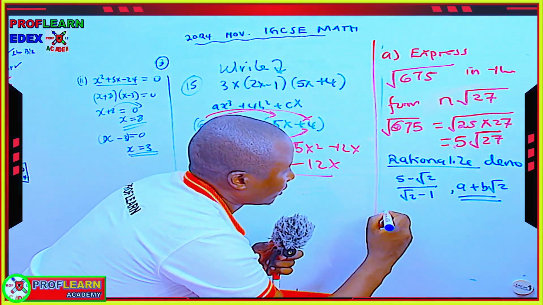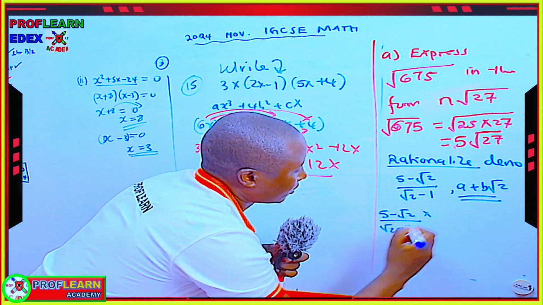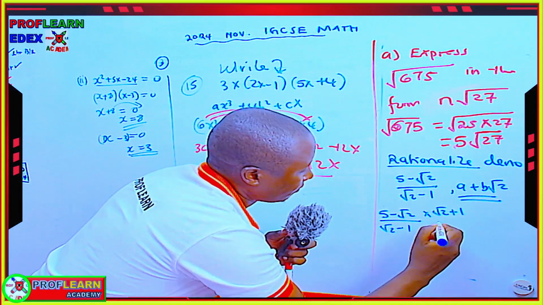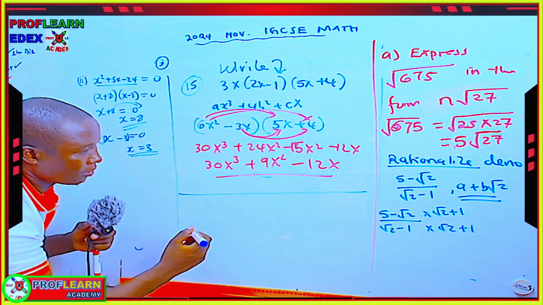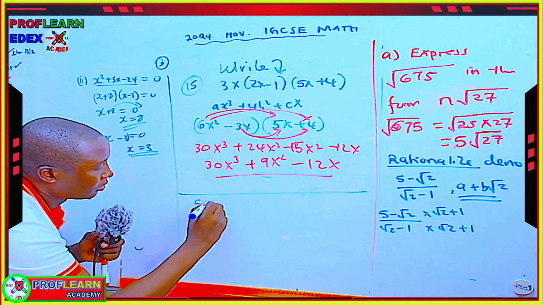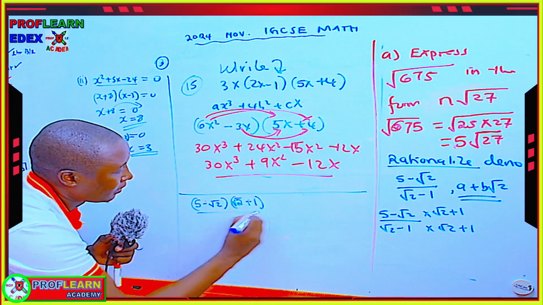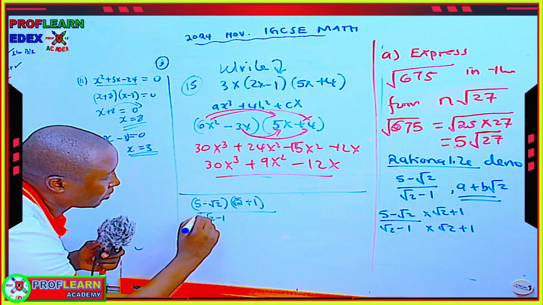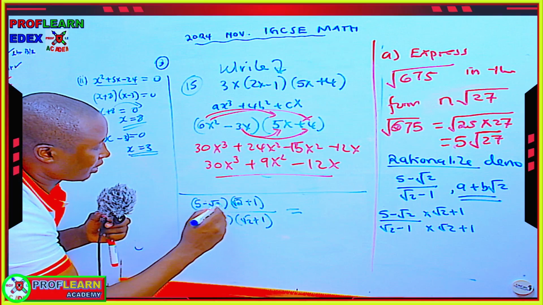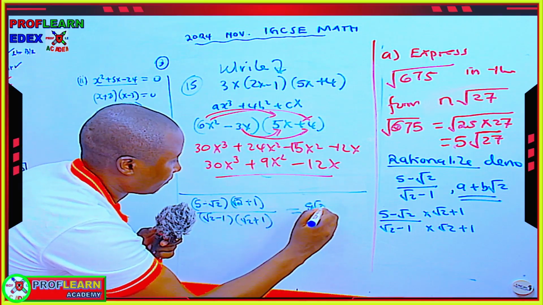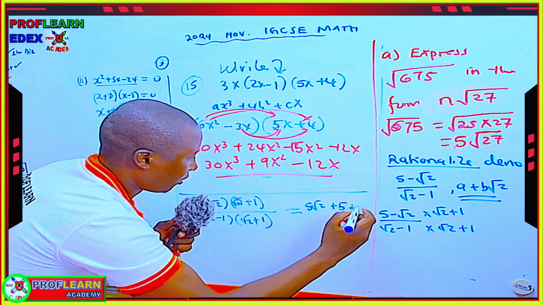Of course, to rationalize this, we're going to say (5 - root 2) over (root 2 - 1) times the conjugate of this, which is going to be (root 2 + 1) over (root 2 + 1). So expanding this, we are going to have (5 - root 2) multiplied to (root 2 + 1). And this one is going to be (root 2 - 1) multiplied to (root 2 + 1). So if you multiply 5 times root 2, you are going to get 5 root 2. You multiply 5 times 1, you are going to get plus 5. Root 2 times root 2, you are going to get root 4, which is 2.